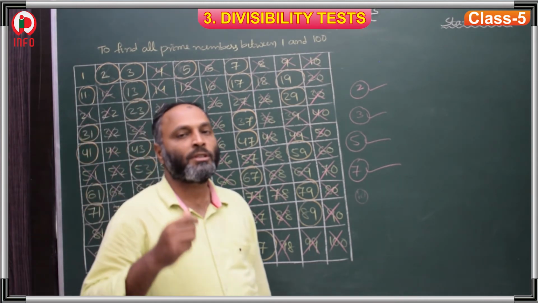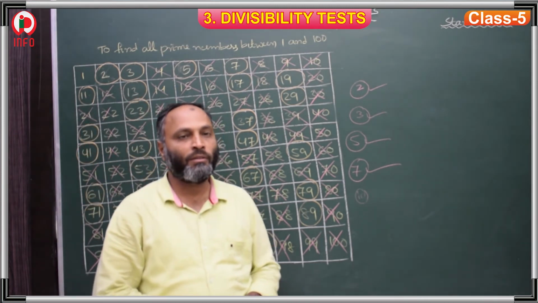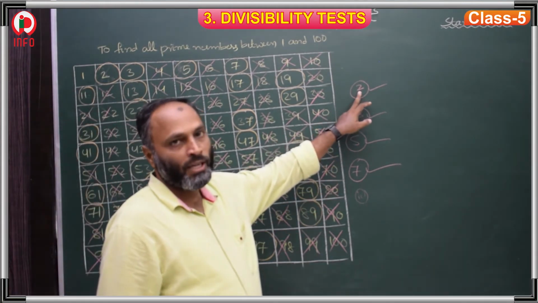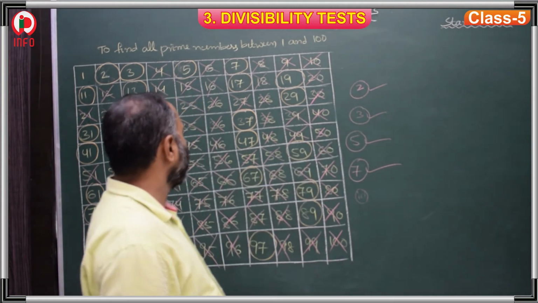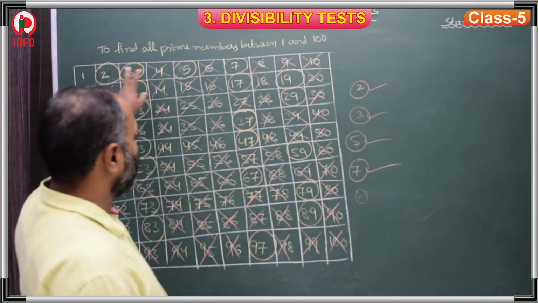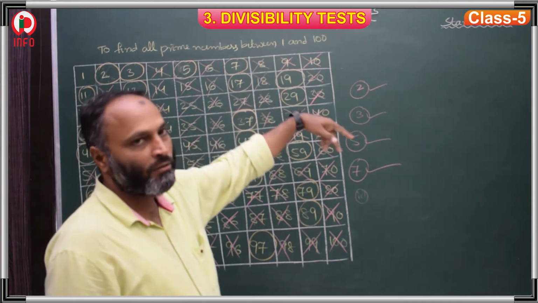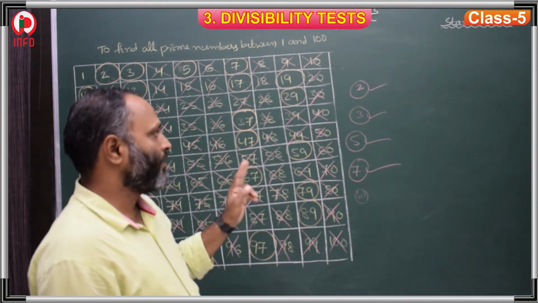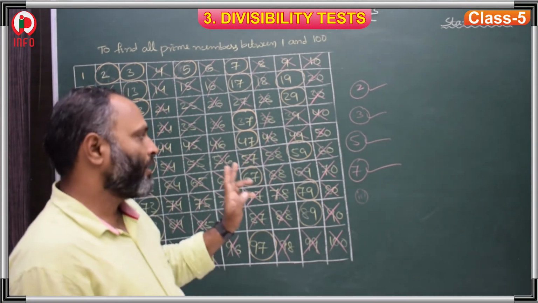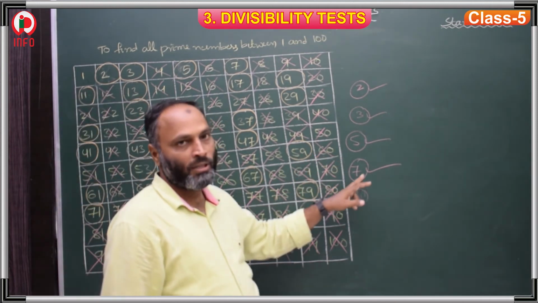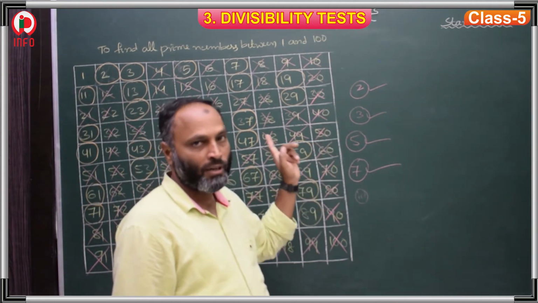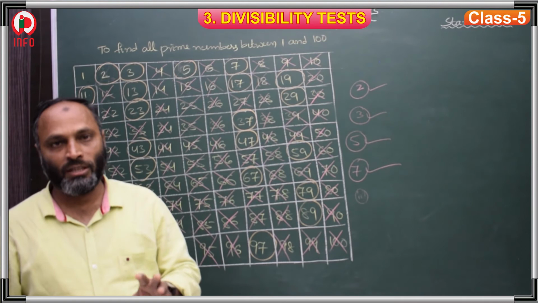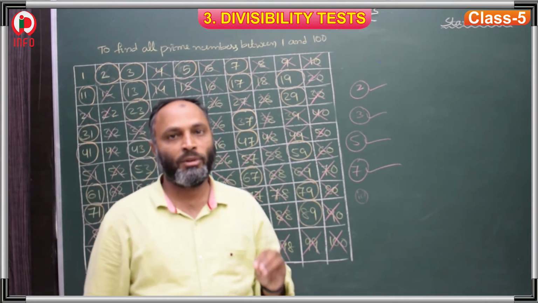How to find prime numbers between 1 to 100? First we take the digits. In the 2 table, whatever numbers come, we cancel first. Then after that we take the 3 table, and whatever numbers come, we cancel. Then the 5 table, and after that the 7 table. Whatever multiples are there from 1 to 100, we cancel those multiples. Then whatever is left, all those numbers are prime numbers.